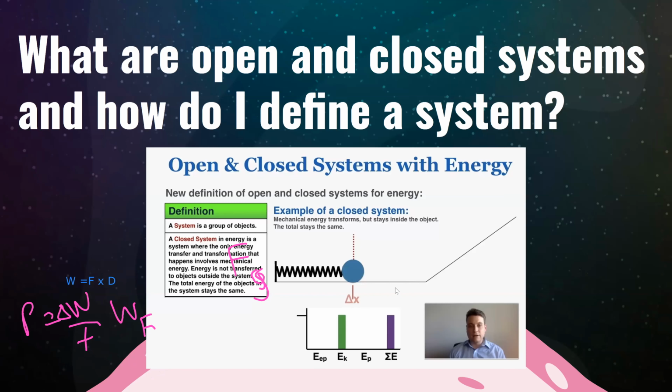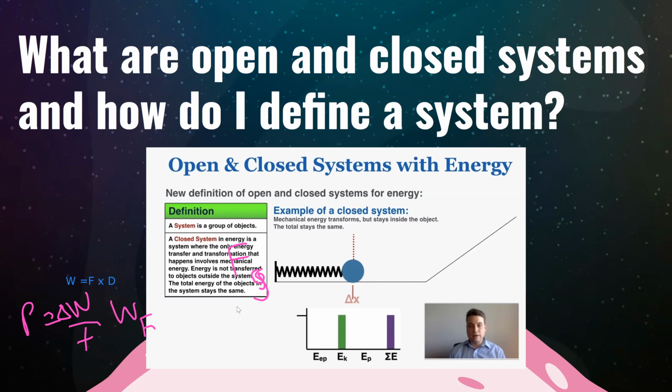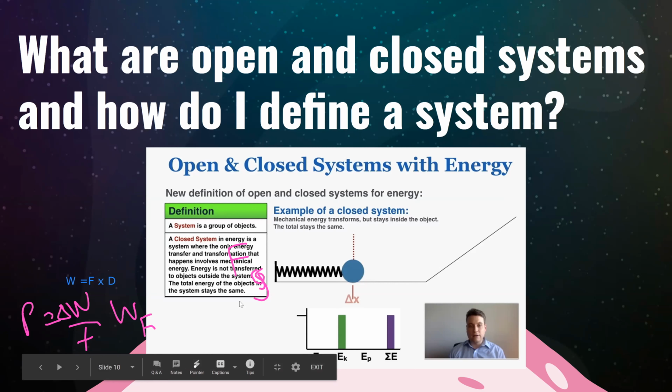Okay, yeah, this is also an image of what an open and a closed system is. It literally says the definition: a system is a group of objects. A closed system is a system where the only energy transfer and transformation that happens involves mechanical energy. Energy is not transferred to objects outside of the system, right?